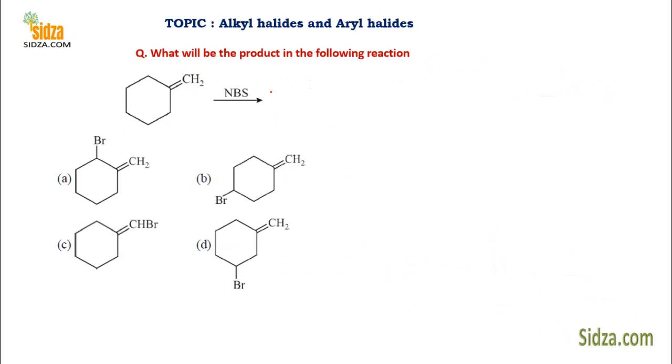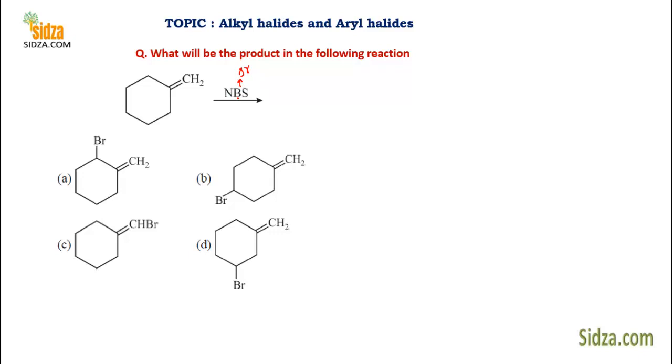Here we got an alkene. You react it with NBS. NBS is basically N-bromosuccinimide. This is a brominating agent, and it does the substitution at the allylic position to the double bond. So a hydrogen atom from the allylic position will be replaced by the bromine from the NBS.